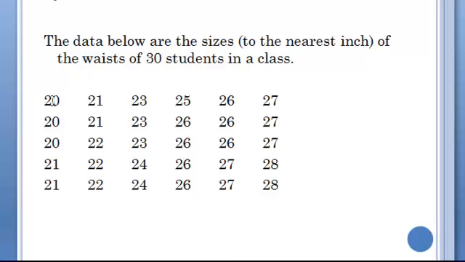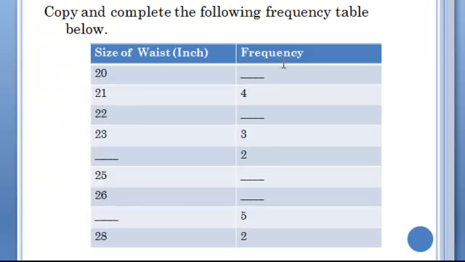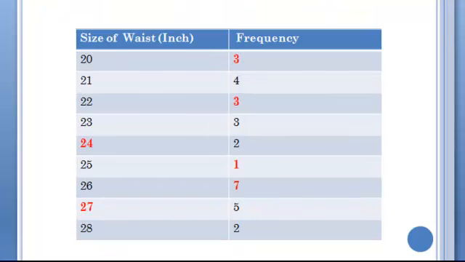So for example, we see 20, which is our waist size, and we see it 1, 2, 3 times. We see 21, and we see it 1, 2, 3, 4 times, and we do that for each of the waist sizes, and in doing that we'll complete the frequency side of the table. Now let's look at the solution. So having gone through the information given, we realized that 20 was there 3 times, 21 was there 4 times, 22 was there 3 times, 25 was there 1 time, 26 was there 7 times.